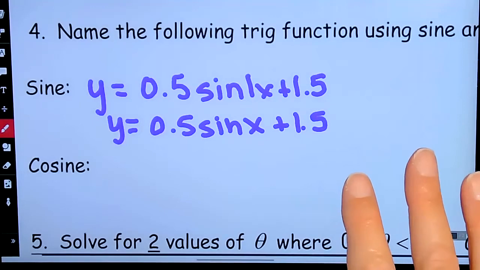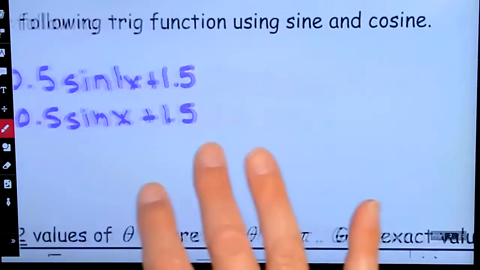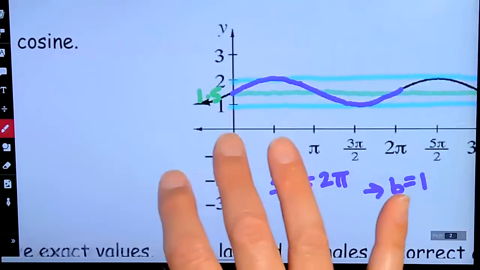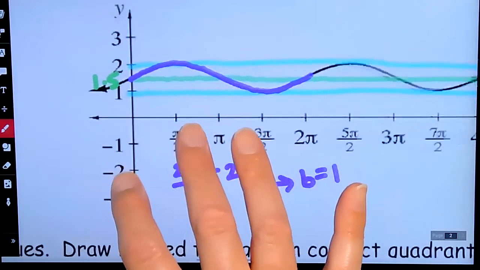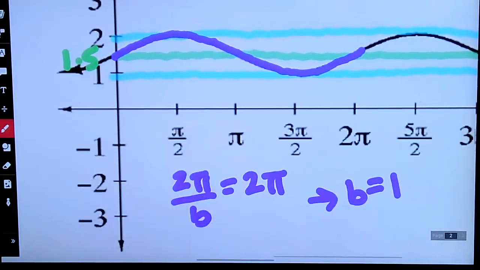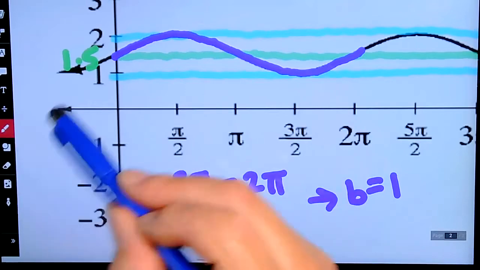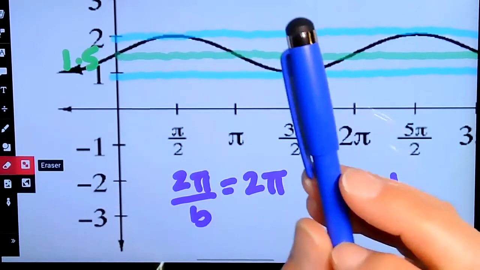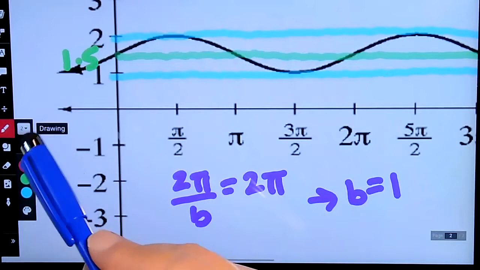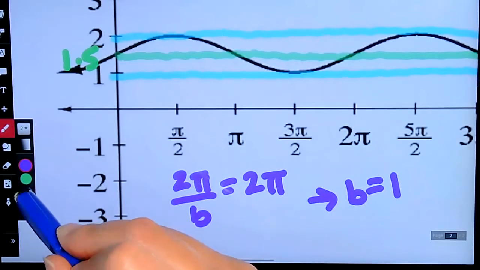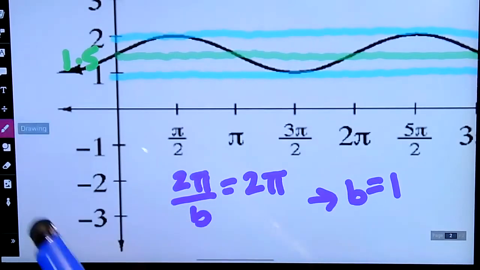So now I'm going to do cosine. For cosine, your amplitude is going to be the same, but maybe the sign will be different. Your vertical shift is going to be the same. Your phase shift is going to change because we're going to start at a different spot. We're going to start at a high or a low instead of a 0.